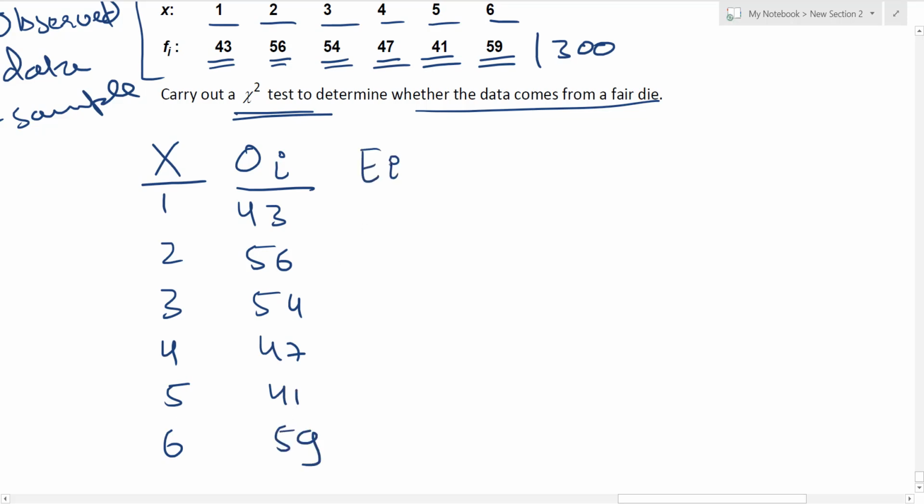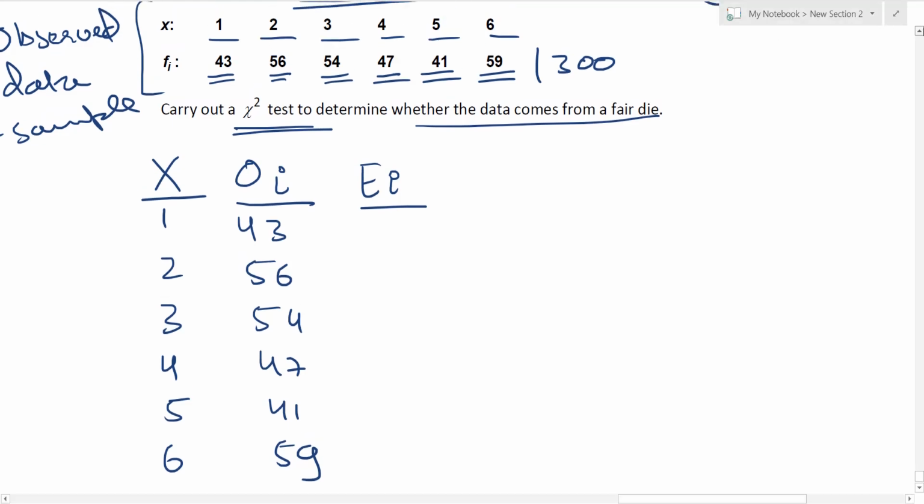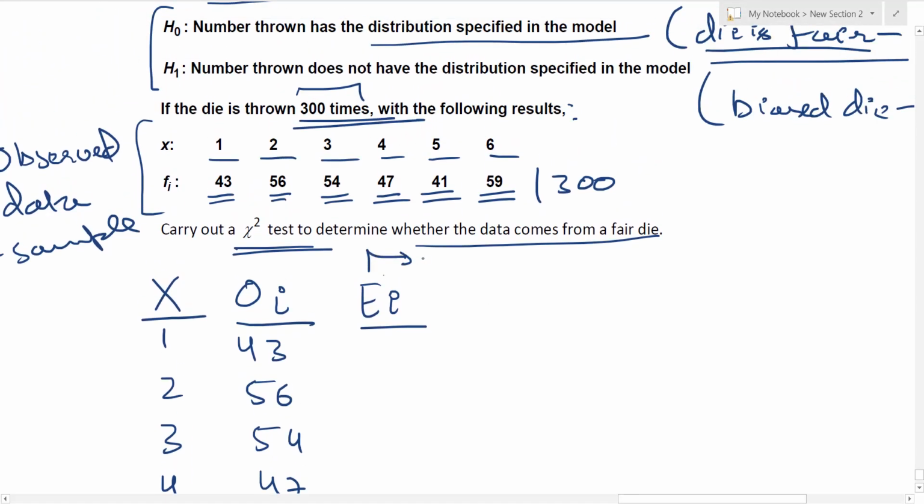Now I'll write the expected frequencies. This is expected frequencies under H naught. Expected frequencies mean that if the die was fair, that is X followed a uniform distribution, what is the expected number of times you'll get 1? What is the expected number of times you'll get 2, 3, 4, 5, and 6? And if you see, expectedly you'll get all of these 1 by 6 times.